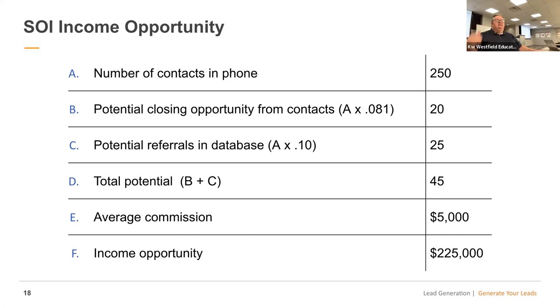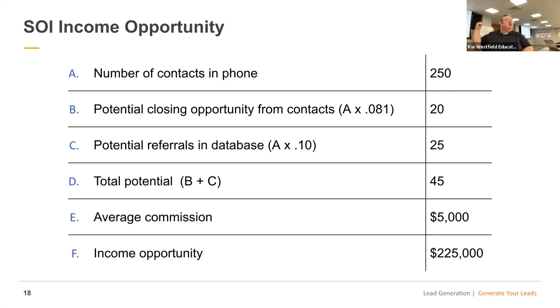If your average commission's $5,000, which is kind of low, that means your income opportunity is $225,000. So on an average commission, you're getting $5,000. Obviously, that number is quite variable, because if it's a more expensive home, it's going to be substantially higher. That's a super low number just to make the math pretty straightforward.